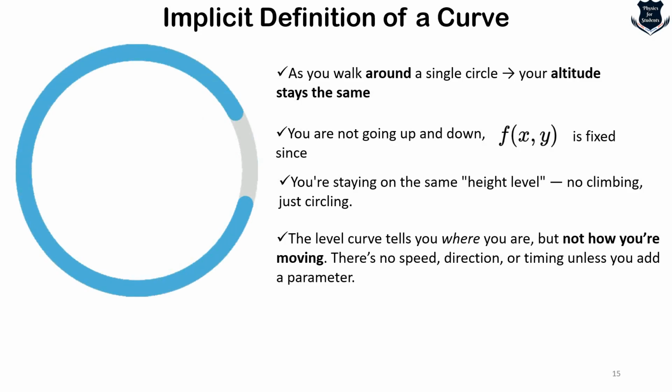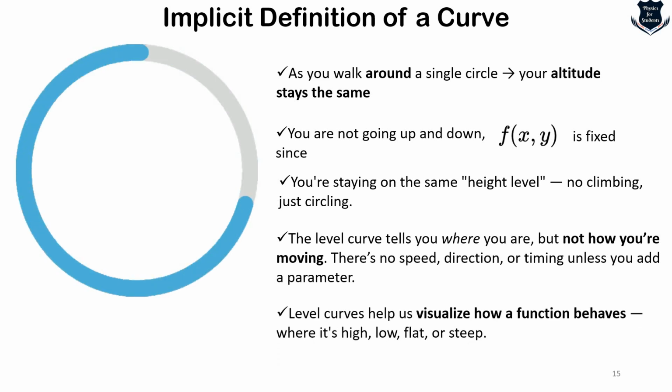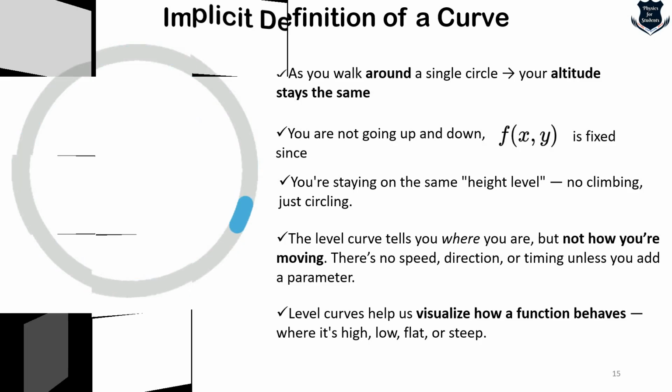The level curve actually tells where you are, but it never tells how you're moving, because it is all constant. So this is what is called a level curve, which is defined implicitly, and it helps to visualize how a function behaves. So you go around and around, and the height is not changing.